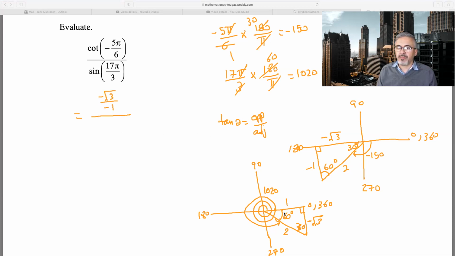And for the sine of 17 pi over 3 or 1020 is opposite over hypotenuse, so that's negative √3 over 2. Now this will become negative √3 divided by negative 1, just √3. And since this is division, you change it to multiplication and you flip the divisor.